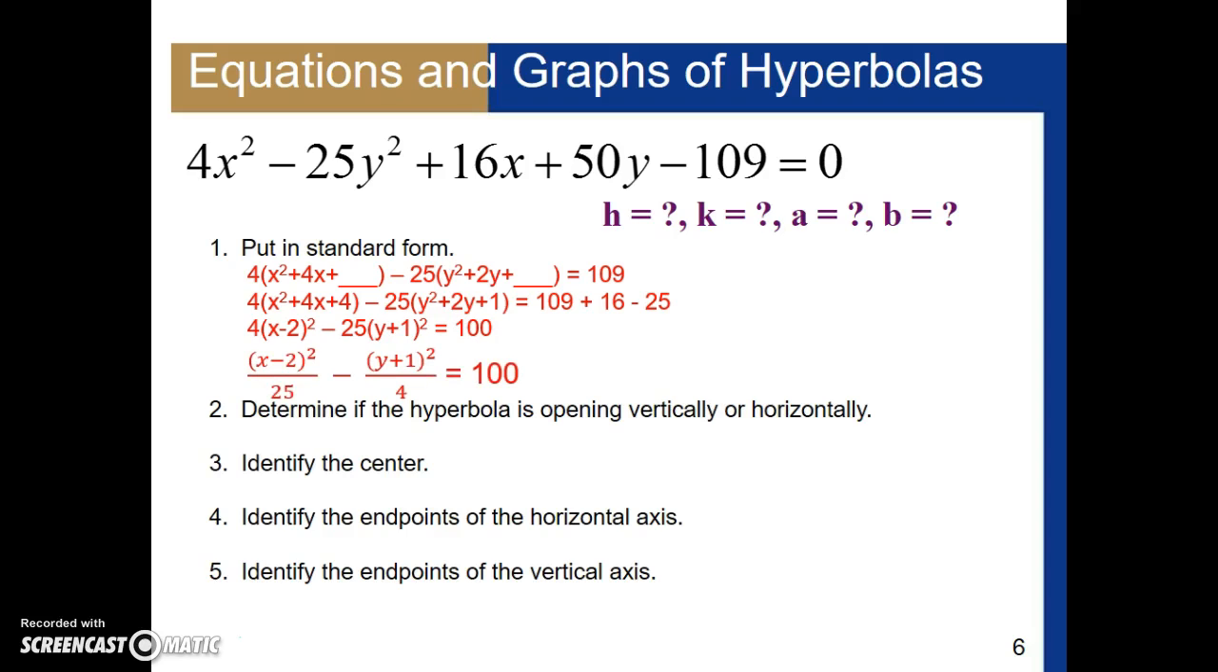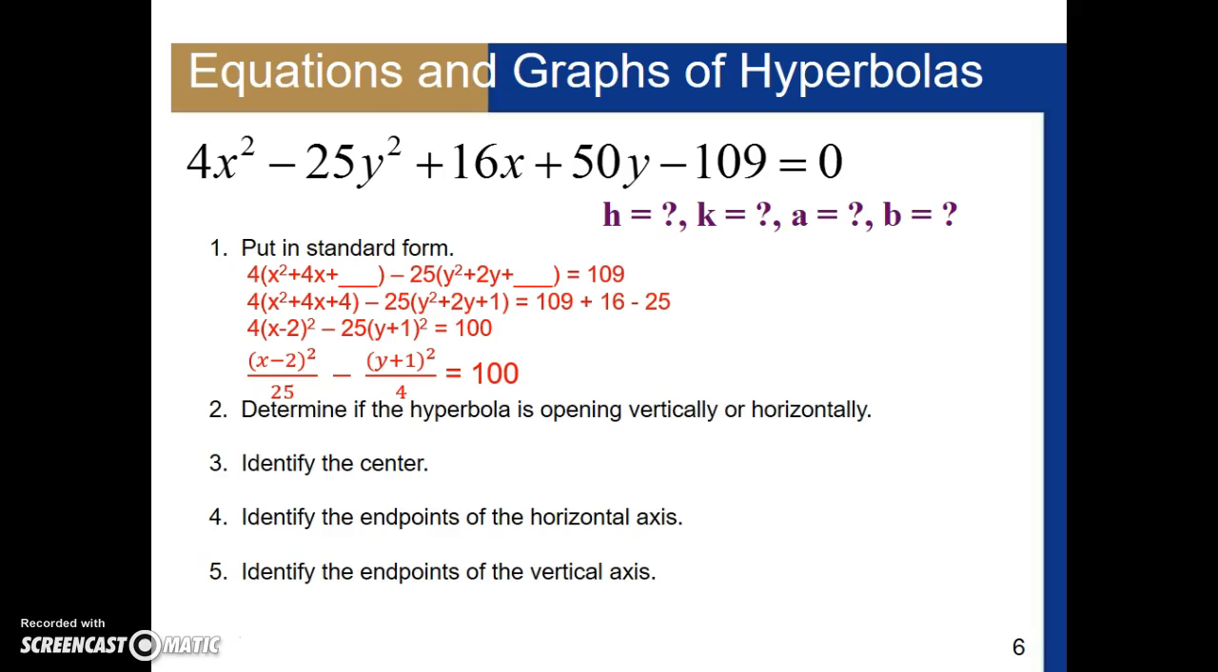We're going to divide through by 100. And so here's what we get. This actually should be equal to 1, not equal to 100. That's an error on this slide. So when you write that down, make sure you write that as equals 1 instead of equals 100. Now it is in standard form.